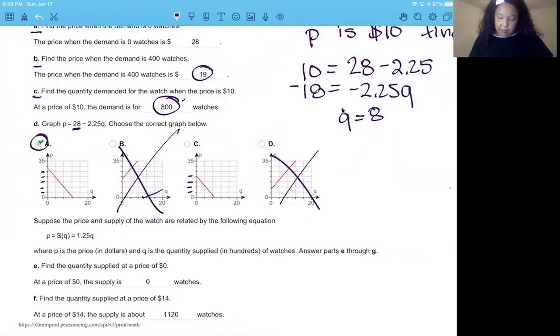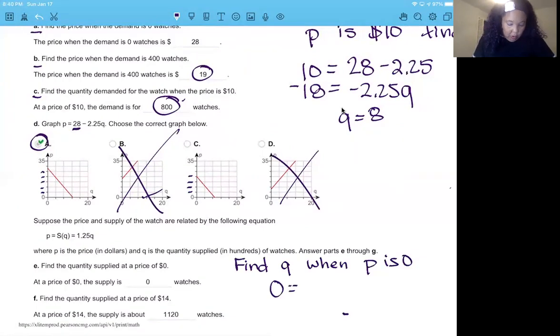Of watches, parts E through G. Find the quantity supplied at a price of 0. All right, so we want to know, find Q when P is 0. All right, so 0 equals 1.25Q. That means Q has got to be 0. So 0 watches.